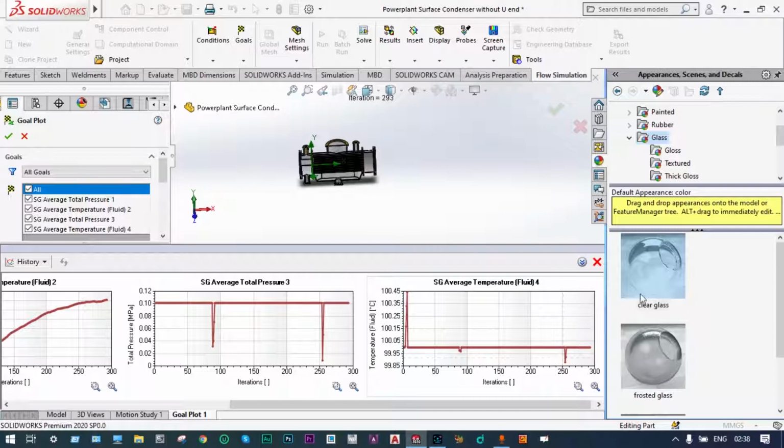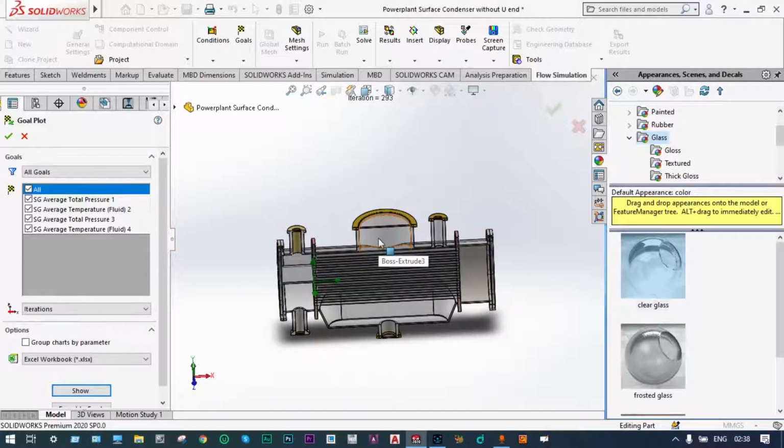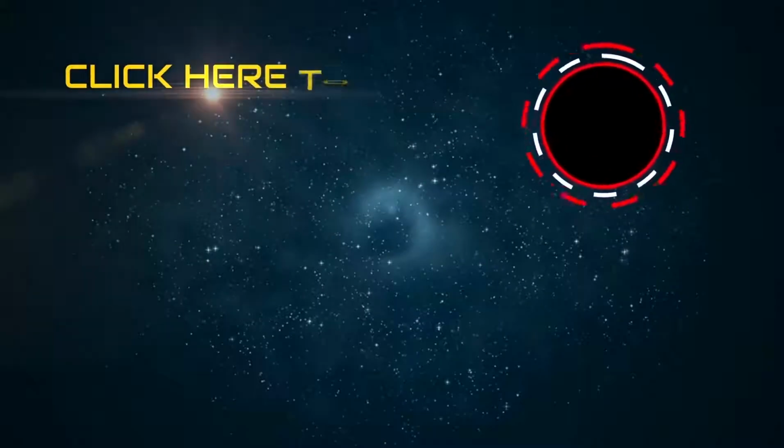Okay, so this is all about today's video. In the next video, we'll come with a change in geometry of this surface condenser, and next we'll go for detailed parametric study and optimization.